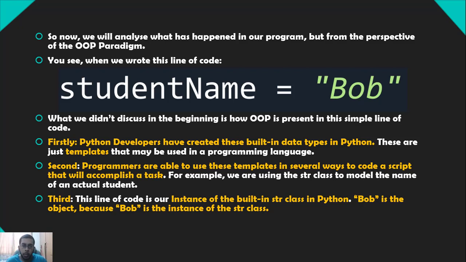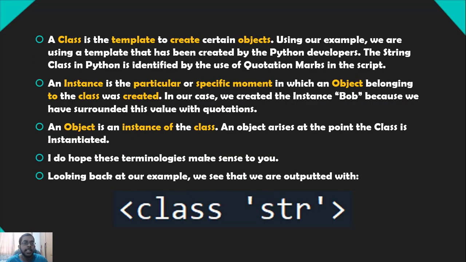For example, we are using the string class to model the name of an actual student. Third, this line of code is our instance of the built-in string class in Python. Bob is the object because Bob is the instance of the string class. A class is the template to create certain objects. Using our example, we are using a template that has been created by the Python developers. The string class in Python is identified by the use of quotation marks in the script.